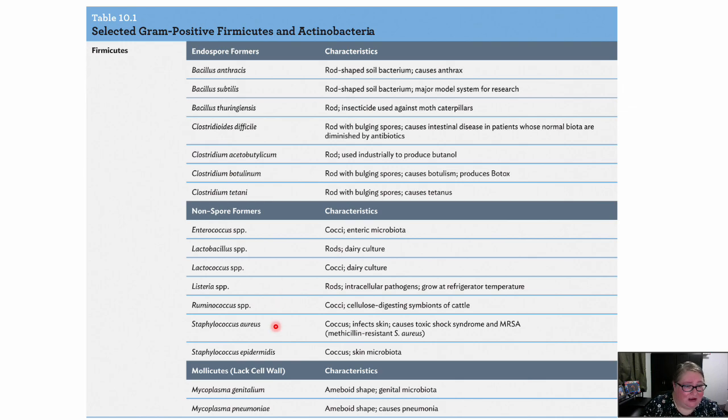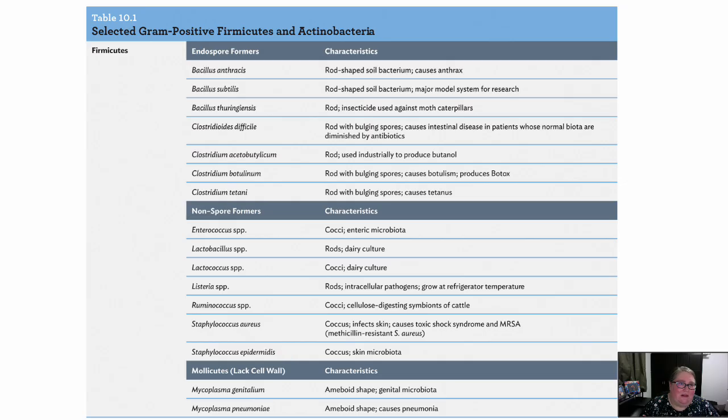We've talked about Staphylococcus aureus. This is a skin infection. It can cause toxic shock. But because it's one of our ESKAPE pathogens, we're more familiar with MRSA, the methicillin-resistant variety. We have Staphylococcus epidermidis. This is the same as the one that we use in the lab all the time. So this is a common skin microbe.